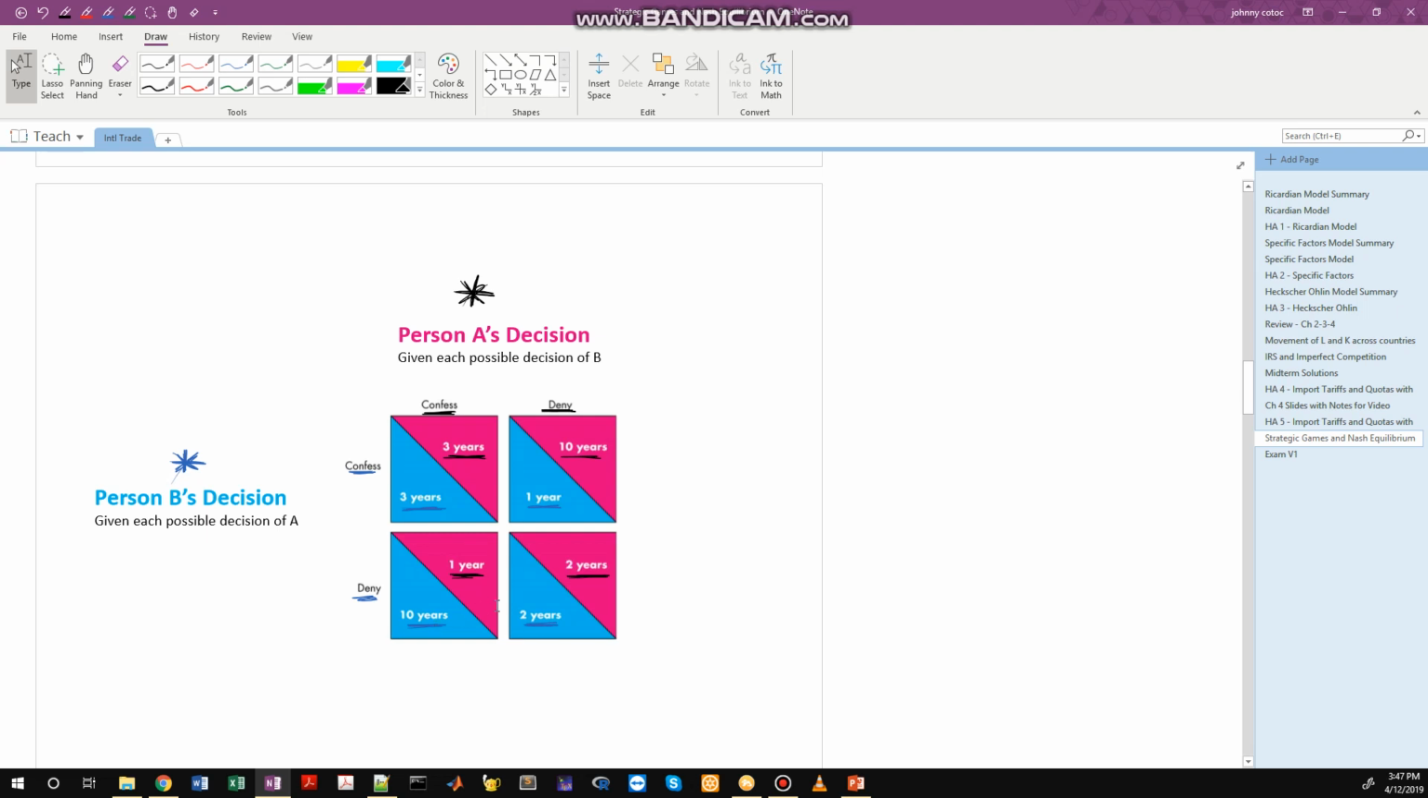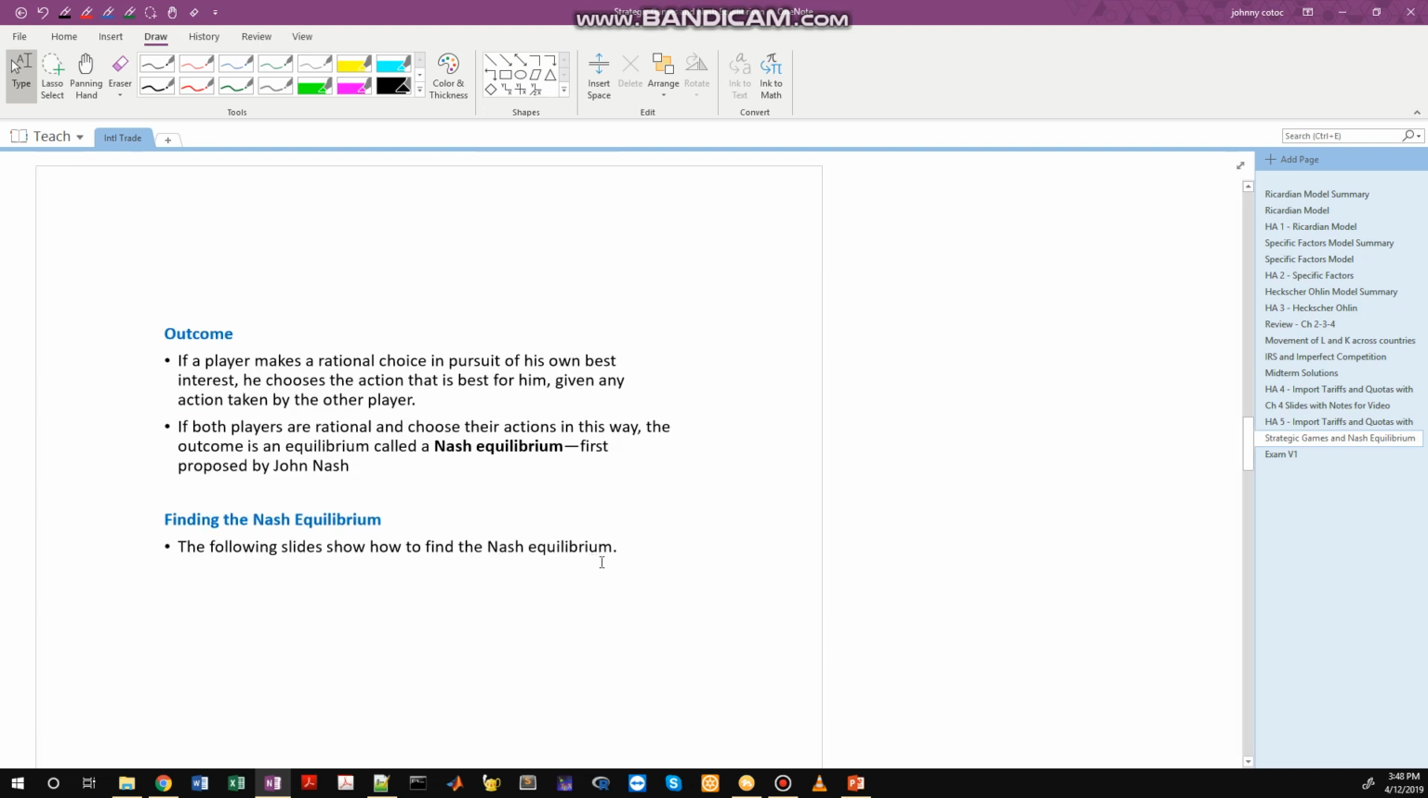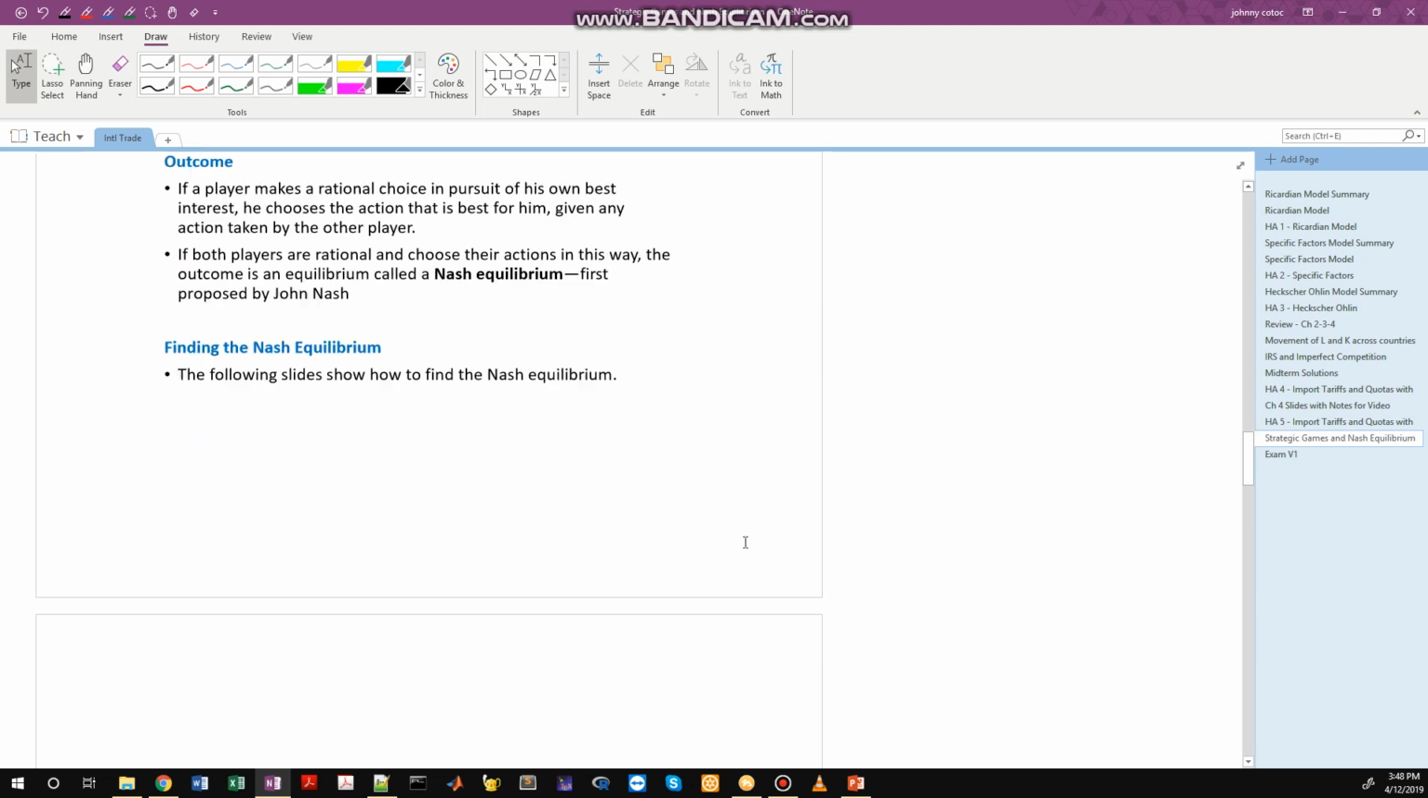In order to solve these games, we have to think about how each person makes their decision given a decision of the other person. That's basically how we find the Nash equilibrium, by each player making a rational decision given each of the decisions of the other players, and then we see if there is one outcome or several outcomes that could occur. Each of those outcomes is called the Nash equilibrium, after John Nash, the brilliant mathematician who basically developed this theory.